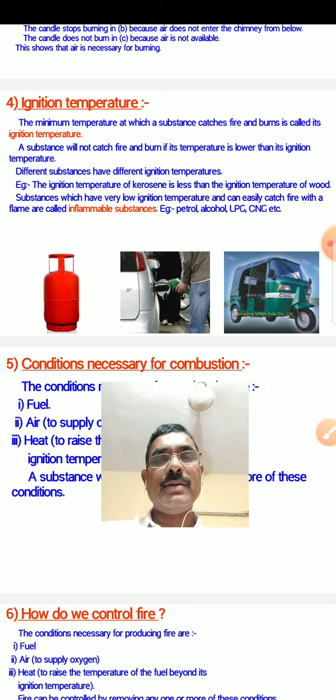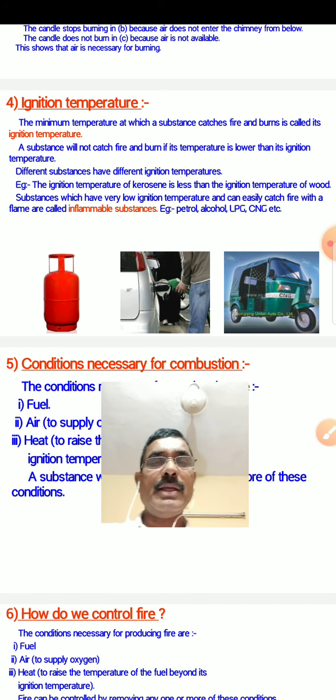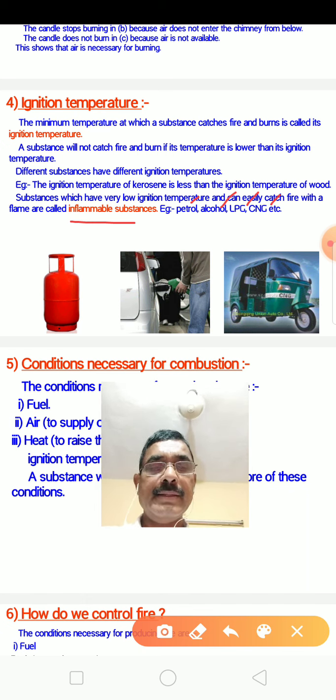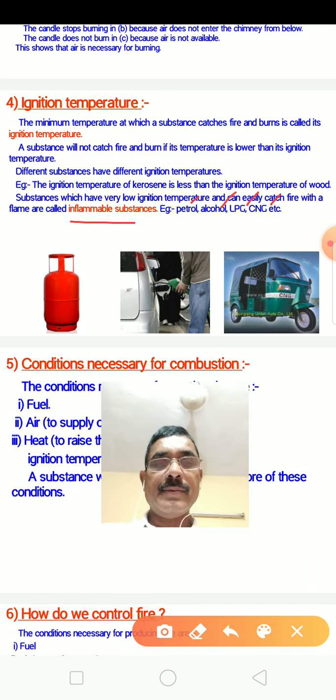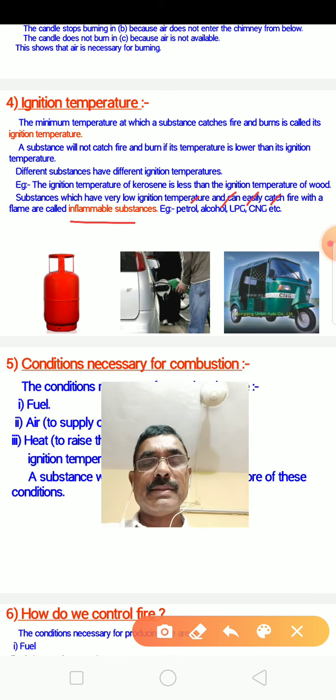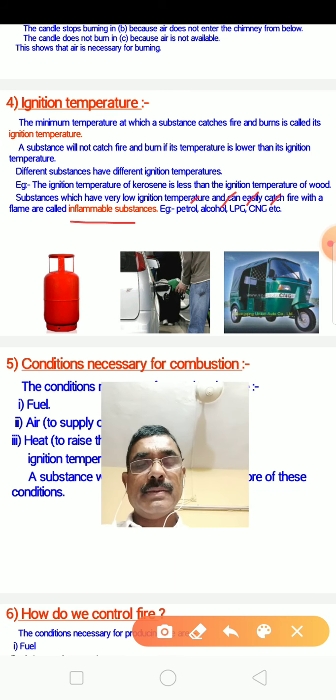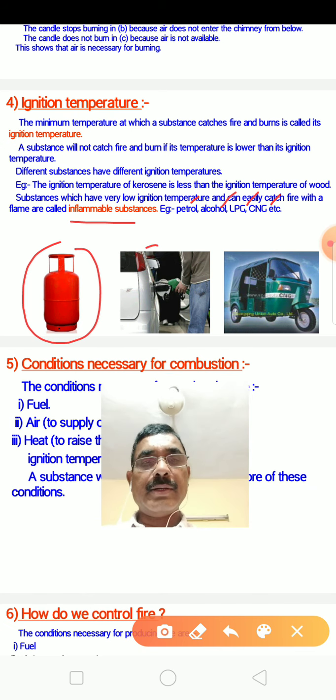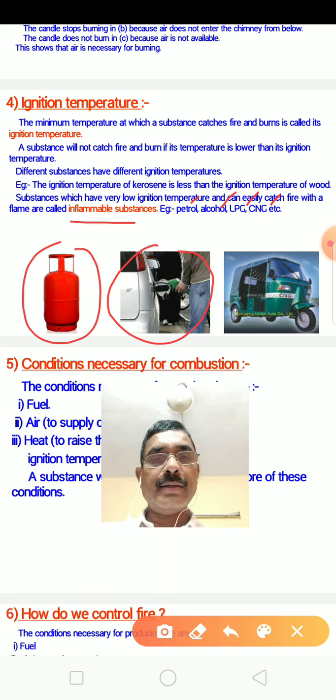Substances which have very low ignition temperature and can easily catch fire with a flame are called inflammable substances. This includes petrol, alcohol, LPG, CNG, etc. The picture shows some of the inflammable substances. One is the gas cylinder filled with LPG, which is used for cooking purpose. Then petrol that is used for vehicles. Then CNG is used to run autos.